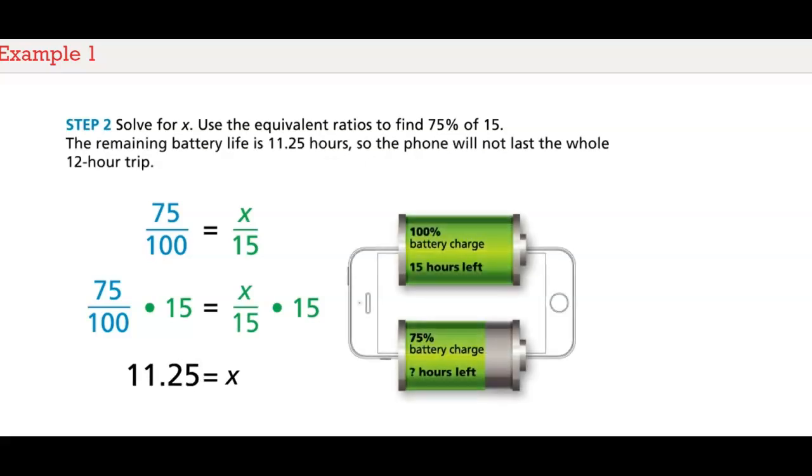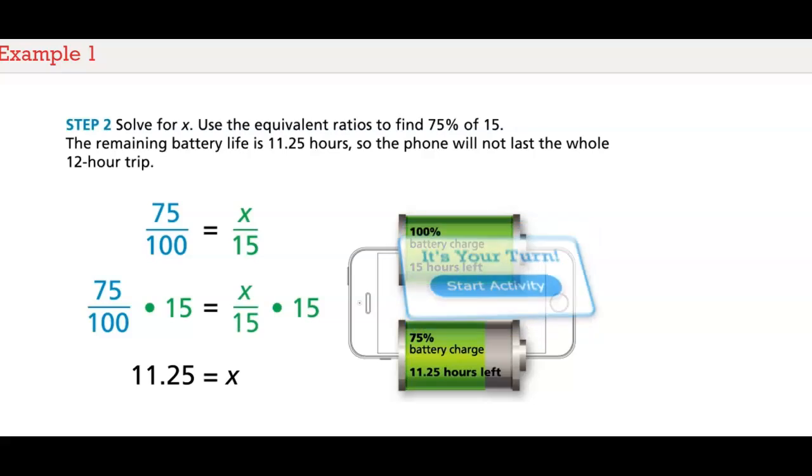That means the remaining battery life is 11 and 25 hundredths hours, so the phone will not last the whole 12-hour trip. Diego, you'd better pack your charger. Now you know how to use a percent to show the relationship between two quantities.